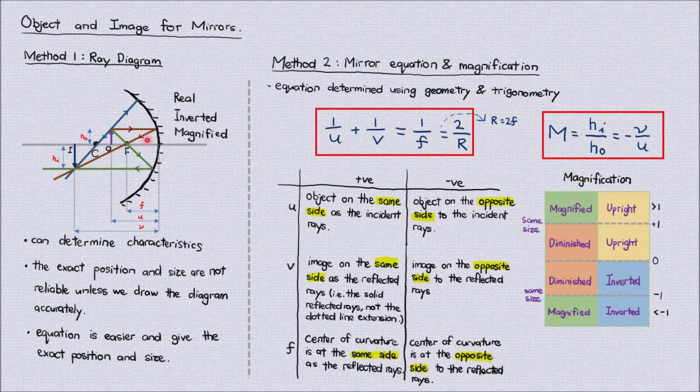So you learn that you can use a ray diagram to determine the characteristics of the image. You can also use the two formulas to find out the relationship between the object, the image, and the mirror itself. You learn about the sign convention, and you learn about the magnification, what value represents what characteristics.